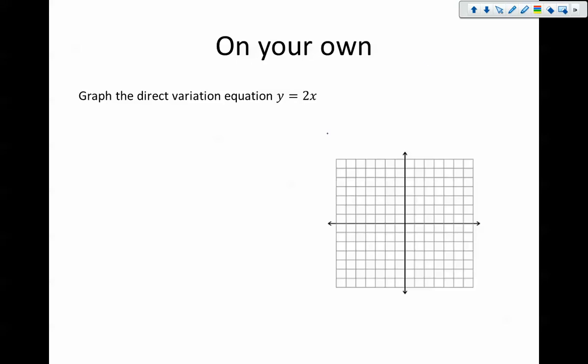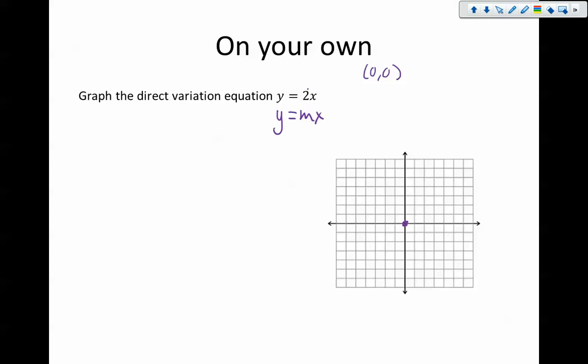All right, here's the problem that you were supposed to do. Let's go ahead and do it together here. Remember, direct variation is y equals mx, or y equals ax. It is a line that goes through the point 0, 0, and I can see that because there's no y-intercept. So that goes through 0.